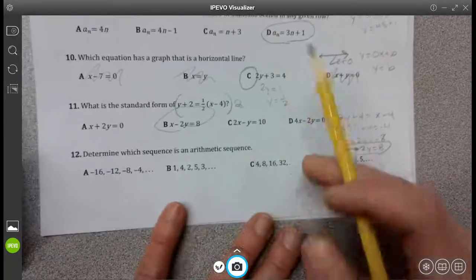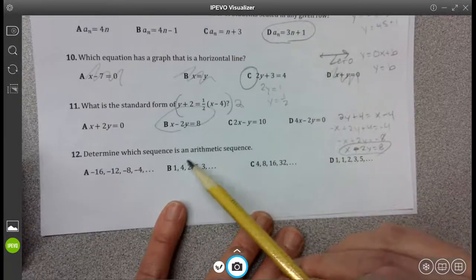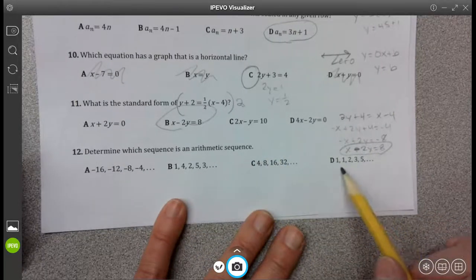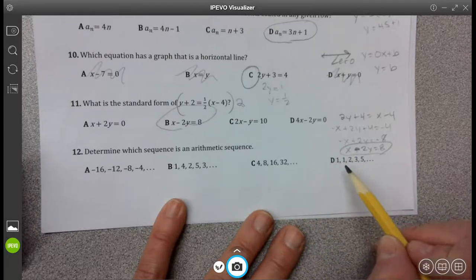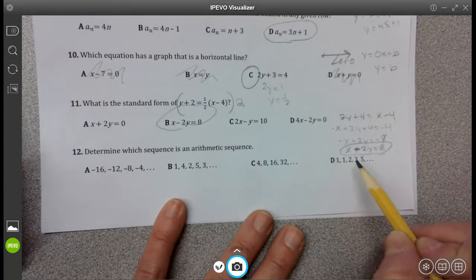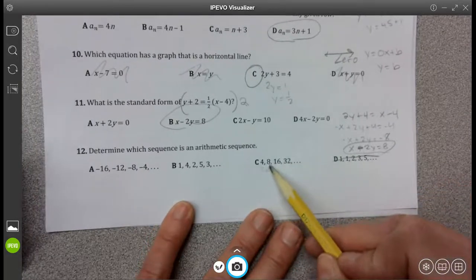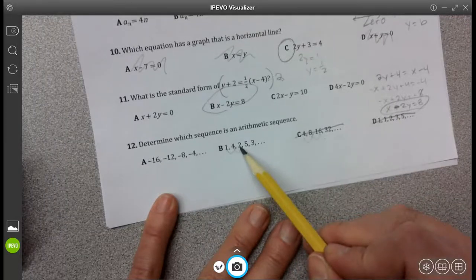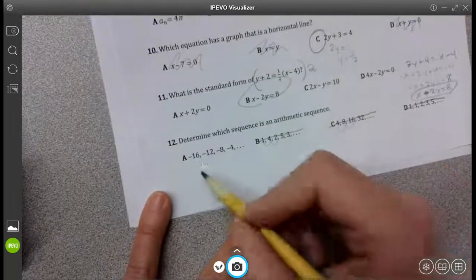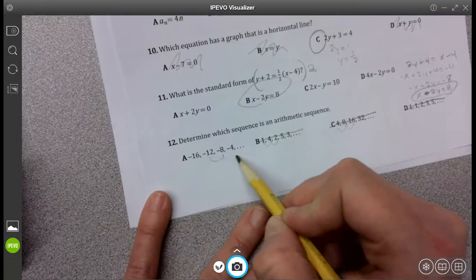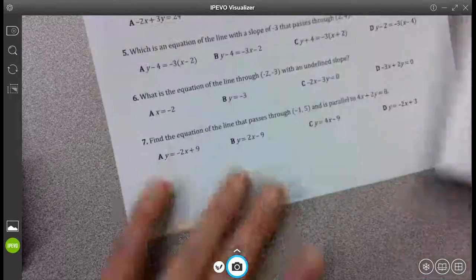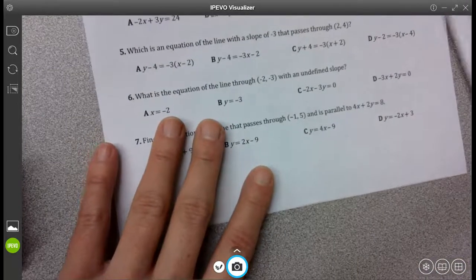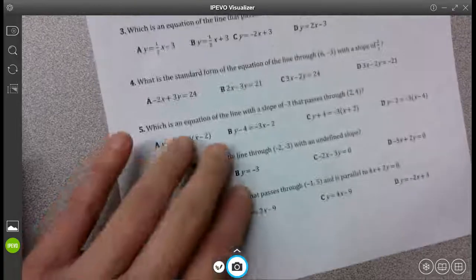Determine which is an arithmetic sequence. So arithmetic is like you add 7, you subtract 2. All right, so let's look at the clean ones, the nice pretty ones, not the negatives. 1 to 1, we didn't add anything. We add 0, we add 1, we add 1. No, that's not arithmetic. We add 4, we add 8, that's not arithmetic. We add 3, we add, no, that's not arithmetic. We add 4, we add 4, we add 4. That is arithmetic. Chapter 3 is a little long, huh? All right, last one for chapter 3.